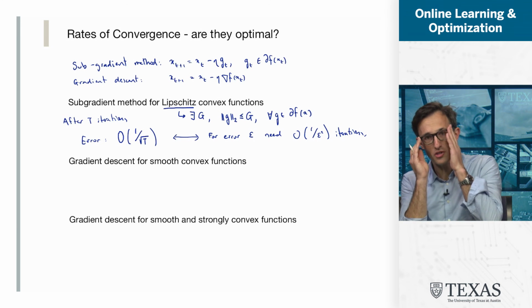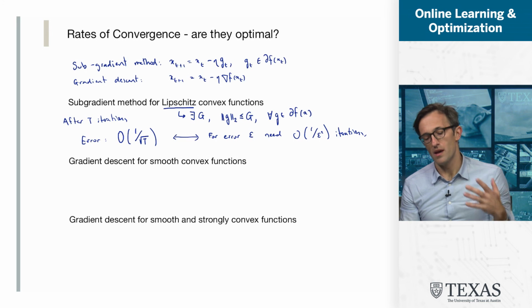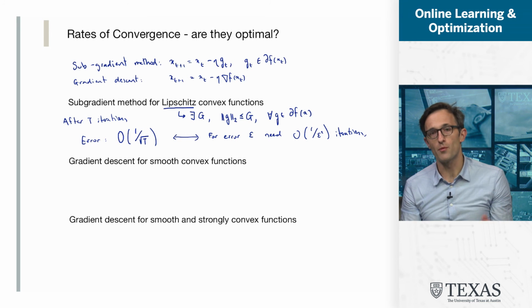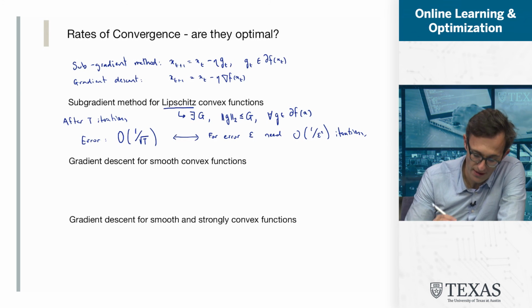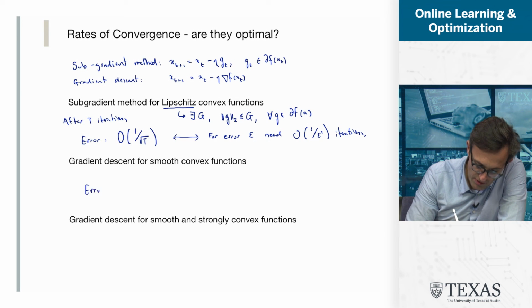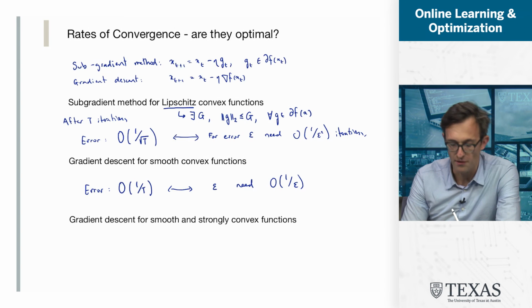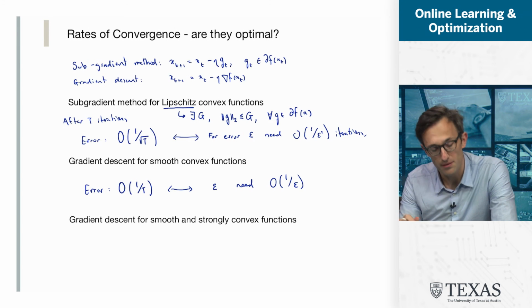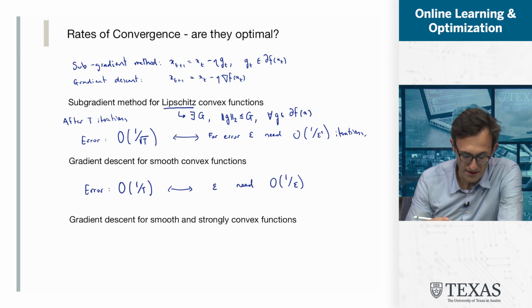Gradient descent for smooth functions was better, and remember why. We had the self-tuning property. That means that we could take a step size that was fixed and unrelated to the number of iterations or the final error target that we had. So here we saw that the error after t iterations scaled like 1 over t, which again is equivalent to, for error epsilon, we need order 1 over epsilon iterations. Quite a bit faster. And if we have smoothness and strong convexity, then we're even faster.